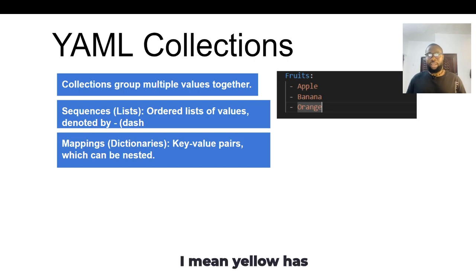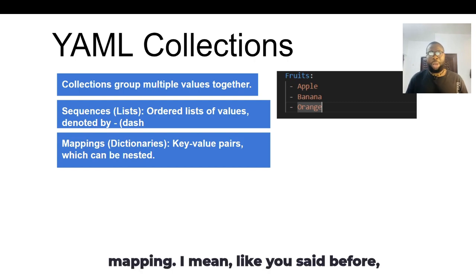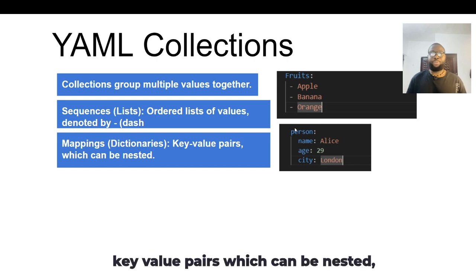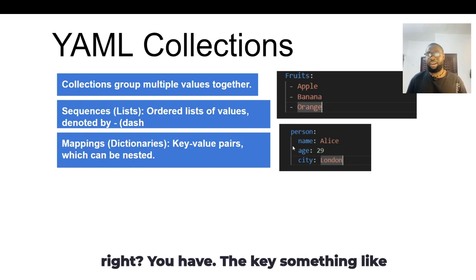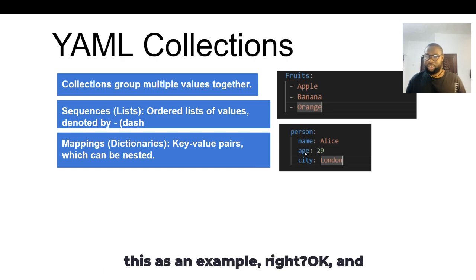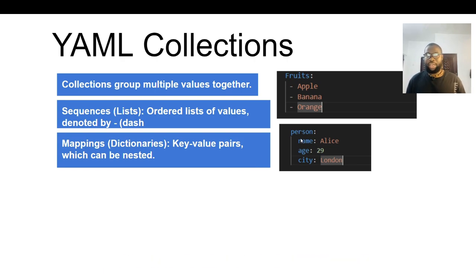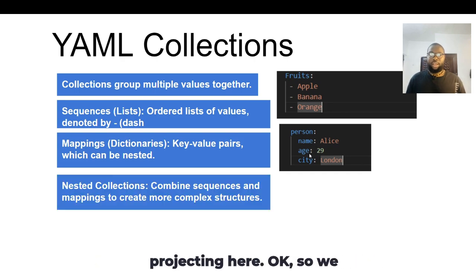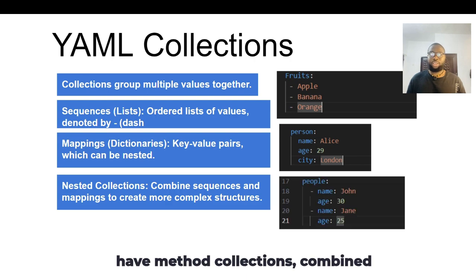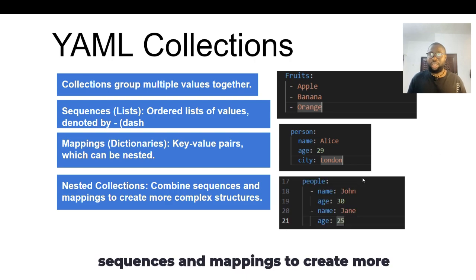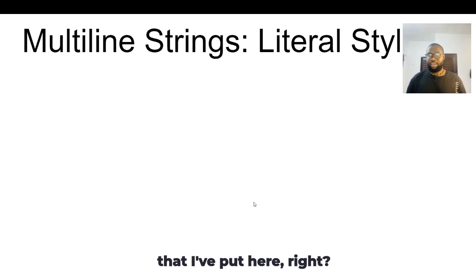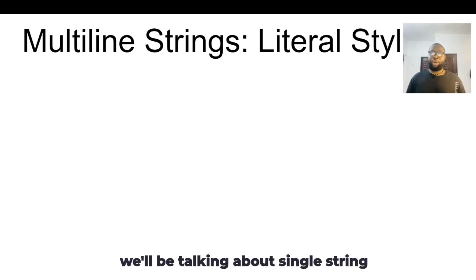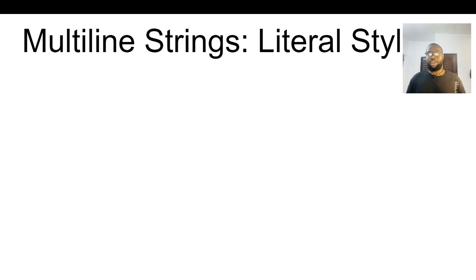YAML also has mappings. Like I said before, key-value pairs, which can be nested, right? You have the key, something like this, as an example. It can also be nested, just like you have seen in the example that I'm projecting here. Then we have nested collections, which combine sequences and mappings to create more complex structures, just like the example that I've put here, right?